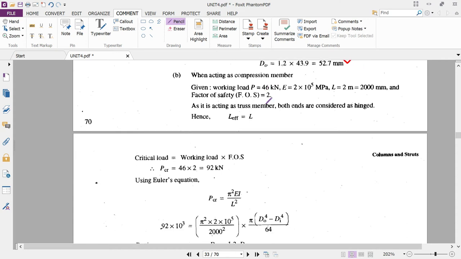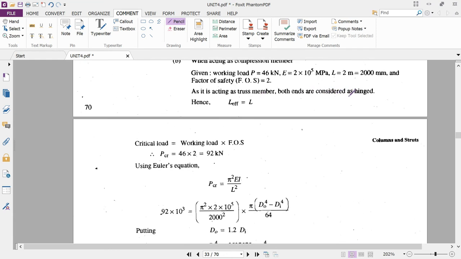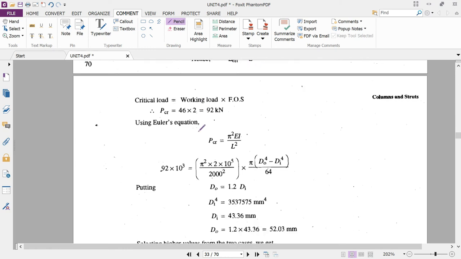Now let us take the consideration of the factor of safety. We know that when the member is acting as a compression member, what are the conditions? Load of 46 is acting, E is already there, length is there, and factor of safety is there. Here, as the condition is hinge support, L effective is equal to L. We know that the critical load is equal to PCR, working load into factor of safety. So PCR is equal to 46 into 2, that is equal to 92 kilonewton.